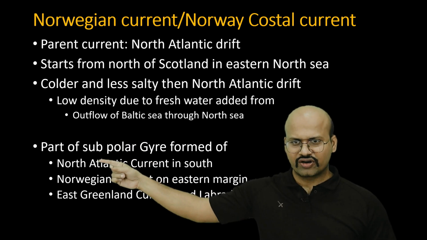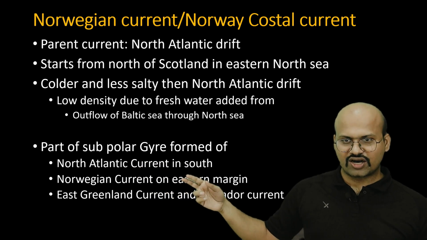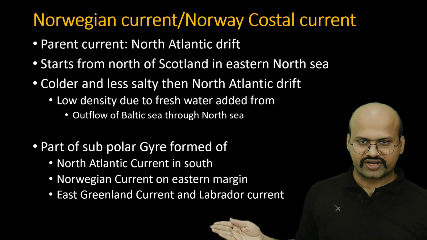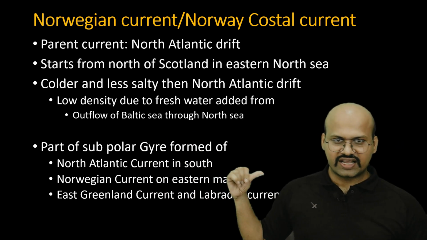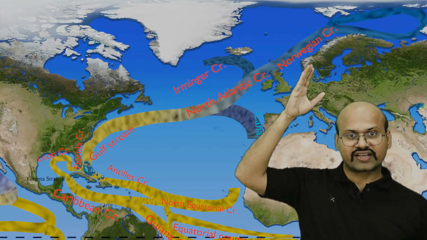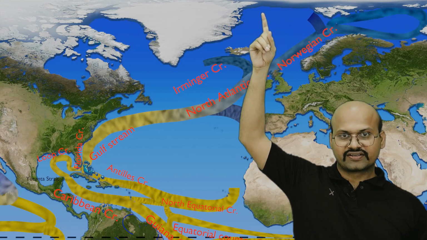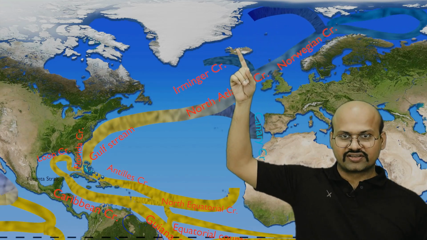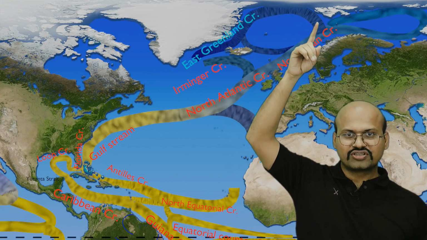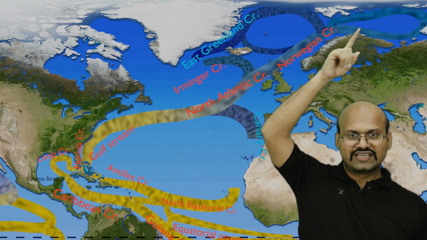It is also part of subpolar gyre formed of North Atlantic Current in south, Norwegian Current on eastern margin, and East Greenland Current and Labrador Current. So we will see this gyre in the next slide. Here we see a Norwegian Current, and a part of this Norwegian Current flows towards Greenland. On the eastern margin of this Greenland coast, we see that it again divides and returns over here. So this is a gyre formed by this Norwegian Current. So both of these are actually gyres.